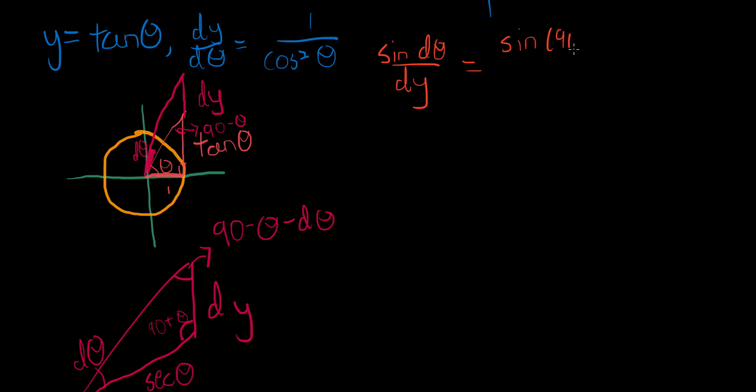90 minus theta minus d theta, all over sec theta. Alright, now what? Okay, so you're going to see a very special thing in mathematics, and that's sine d theta will always equal d theta. And I'm not making this up.